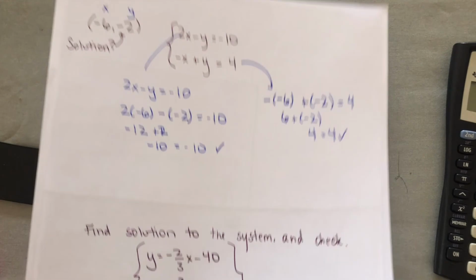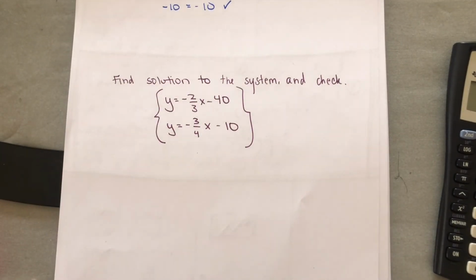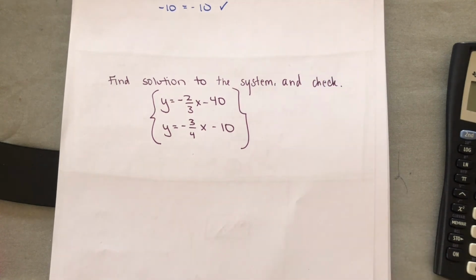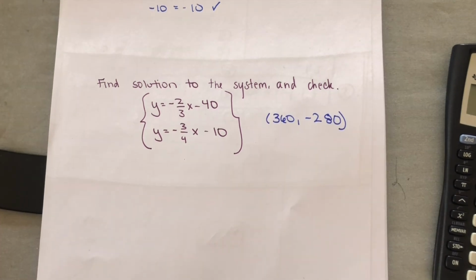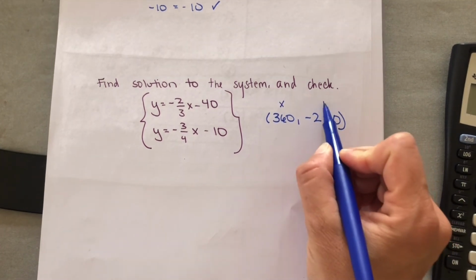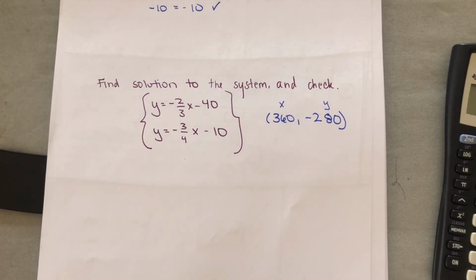All right, second question is to find the solution to this system and check. So for this question and for the assignment, you can use Desmos just to speed the process up. But again, that means you need to make sure you're checking your solution by hand as well. And when we put that equation into Desmos, we get x is 360, y is -280. So let's go ahead and check on that solution.